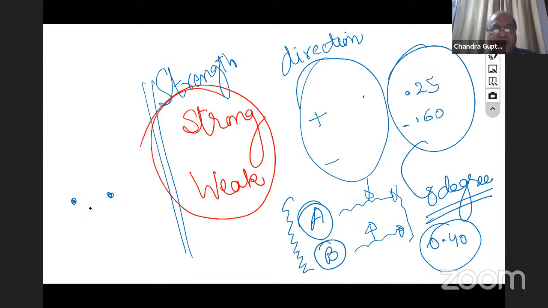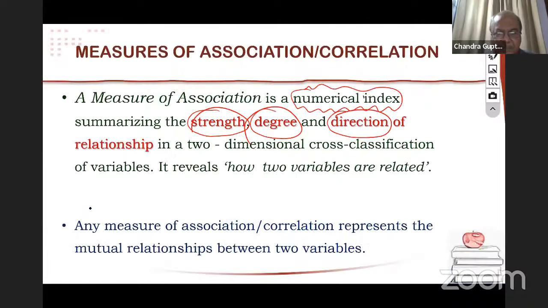That means however strong a relationship you have, it doesn't mean that you have a cause and effect relationship. And there are so many examples where association was observed, but there was no cause and effect relationship. So when you are studying correlation, please be clear in your mind: are we talking about simple association, or are we talking in terms of cause and effect relationship? A measure of association, correlation, represents the mutual relationship between two variables.